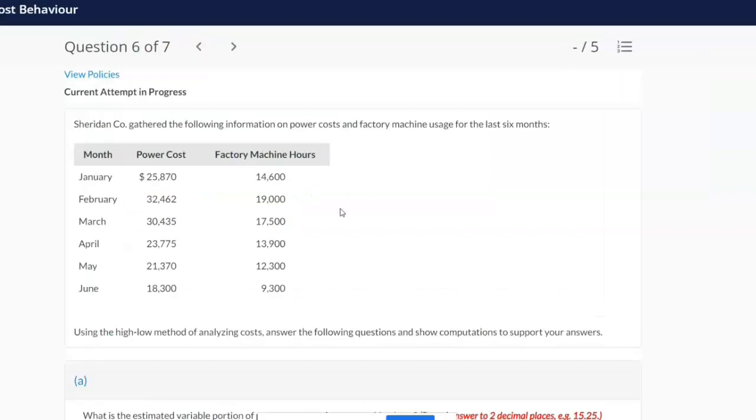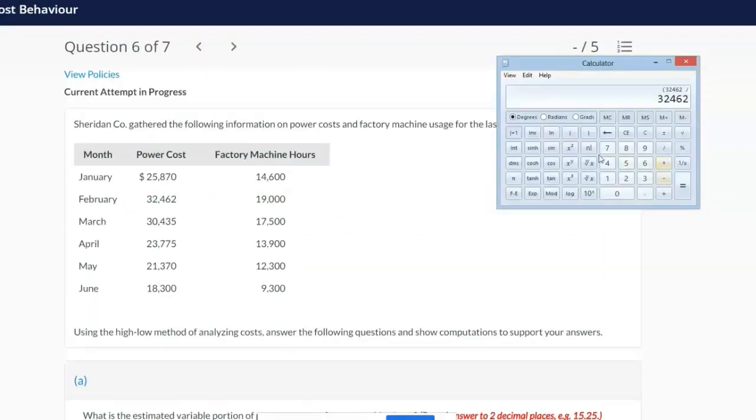So, doctor, we take the difference between the power costs. To get the high-low, select the high activity, which is February, and the low activity, which is June. Now take the cost at the high, 32,462, minus the cost at the low, 18,300.